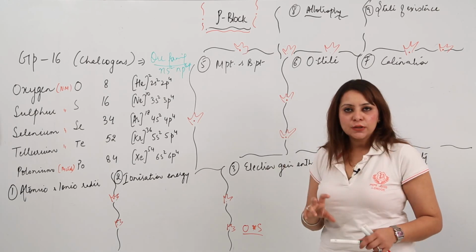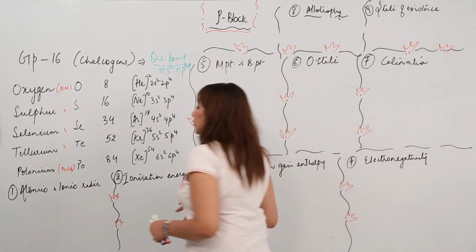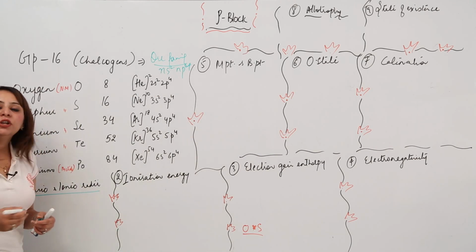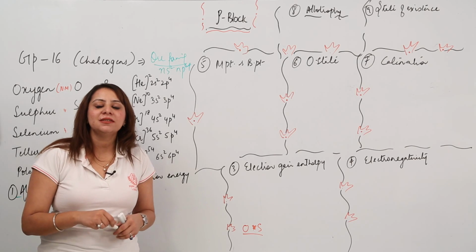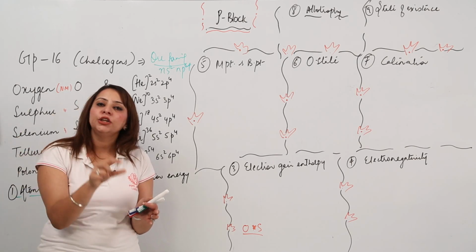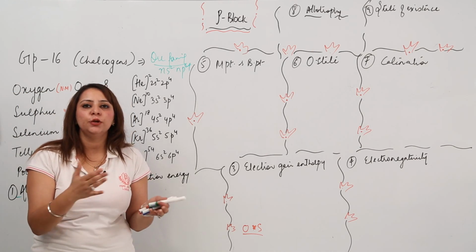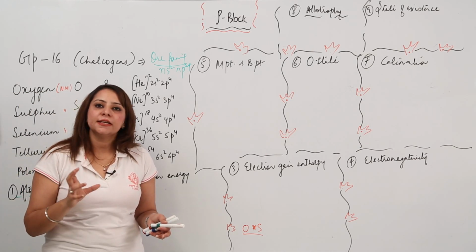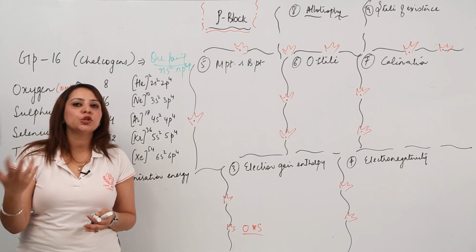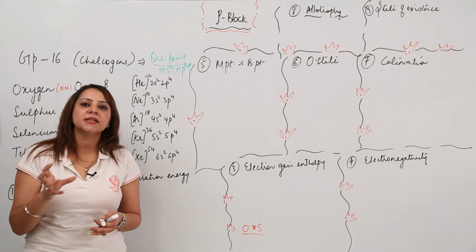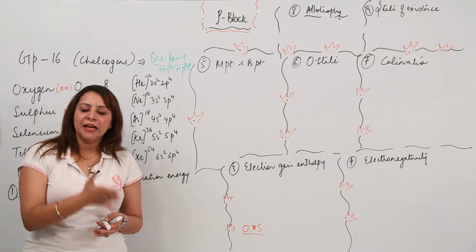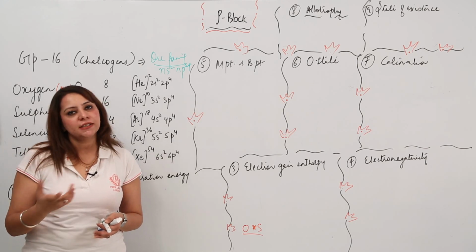Now we are going to start with the physical properties of this group. Our first property is atomic and ionic radii. Atomic radii means the distance from the nucleus to the valence shell. When an atom turns into an ion, that means it loses or gains electrons, then its radii is called ionic radii. If it has lost electrons, it is cationic radii, and if it has gained electrons, it is anionic radii.